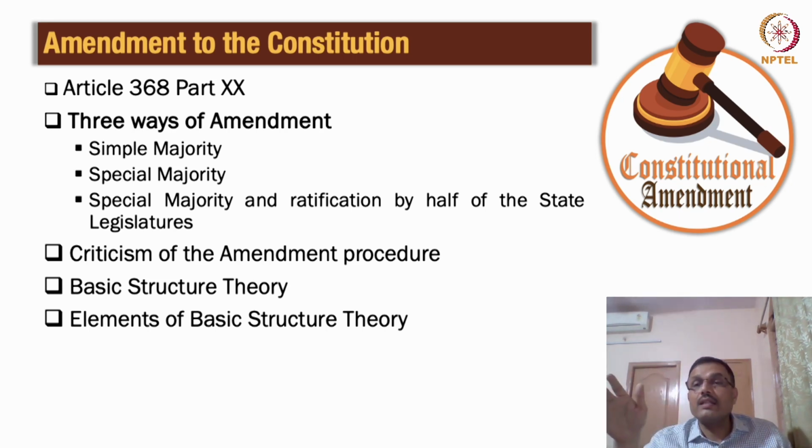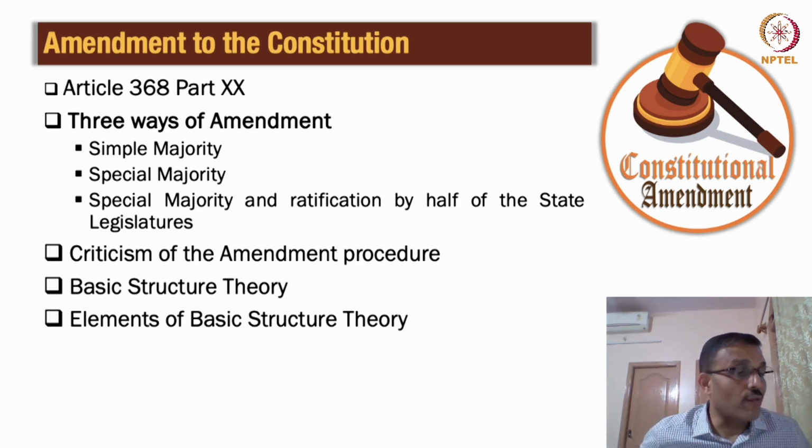There is no time limit that is fixed, so they may agree within 6 months or 6 years, but nevertheless, unless that kind of a consent is given, the amendment bill does not come into operation at all. So the following provisions would require not only a simple majority of the Lok Sabha, Rajya Sabha, and the assent of the president, it also requires the ratification of half of the state legislature.